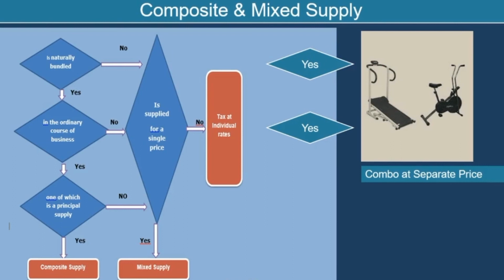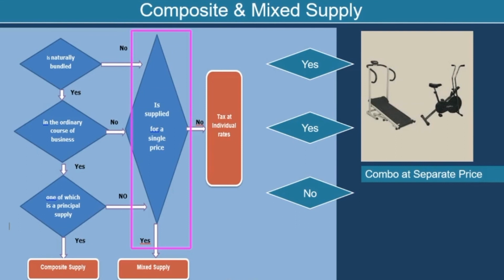Let us assume this also. Yes. Now the third condition is important: one of which is a principal supply. As per the definition of principal supply, one component should be predominant, either in terms of value or volume. Now here the elements are almost equal in terms of value and volume, so none of them predominates. So there is no principal supply. The answer to the third question is no. That is why we will check this checkbox: it is not a composite supply.